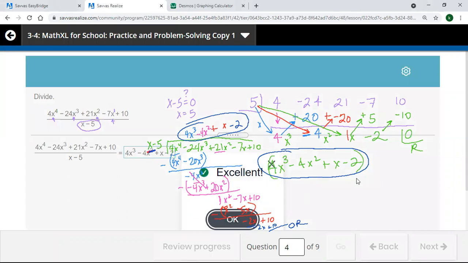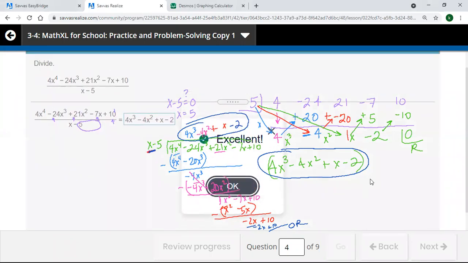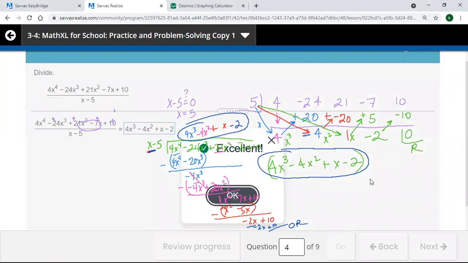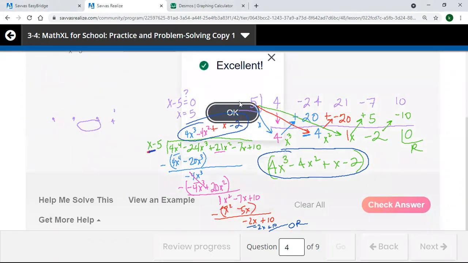And there she is. So hopefully that was pretty quick. The long division we've done in the last two problems, so that's review, and the synthetic, slow it down and take your time if you need to watch it again. At the bottom, you've got the view example and the help me solve this if you need more assistance. Keep after it. You got this.